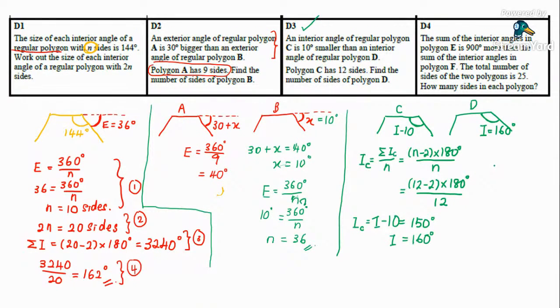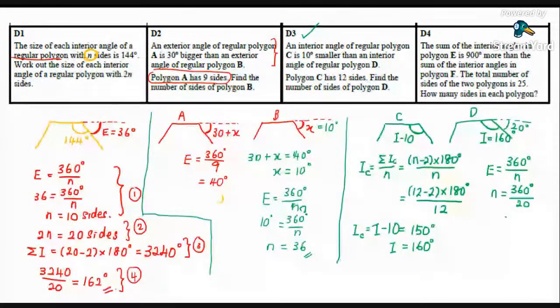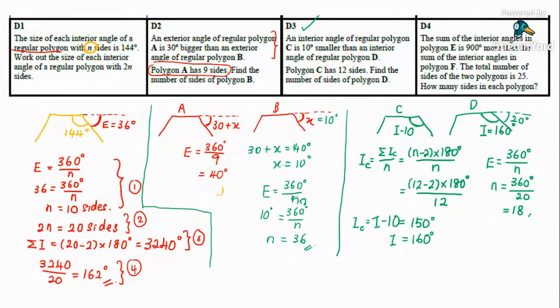Find the number of sides of polygon D. What we can do is extend this. This will give me 20. I will use the formula for the exterior angle because this is shorter. So this will be 360 divided by n. Therefore, n is equal to 360 degrees divided by 20, and that will give me an answer of 18 sides.